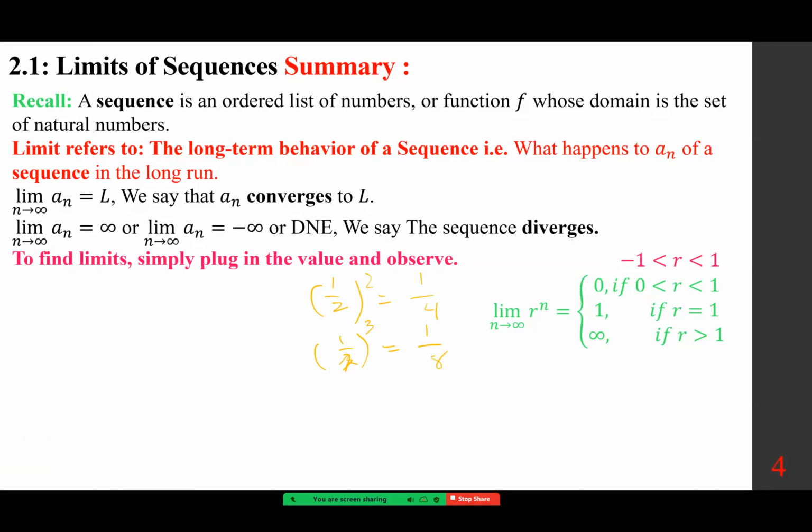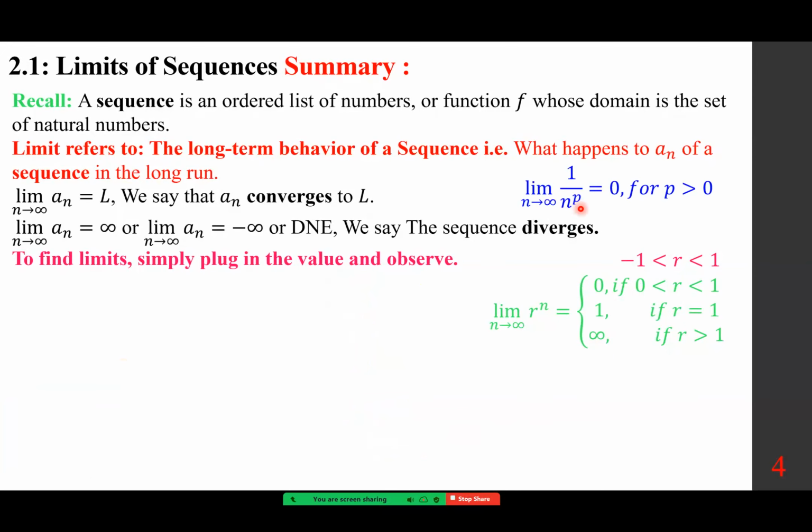On the other hand, if it's 2, when you square it, it becomes larger. When you cube it, it's even larger. So 1/2 squared is 1/4, 1/2 cubed is 1/8, 2 squared is 4, 2 cubed is 8. And this refers to this top part where r is between -1 and 1. And this refers to the fact that when r is larger than 1, it tends to infinity.